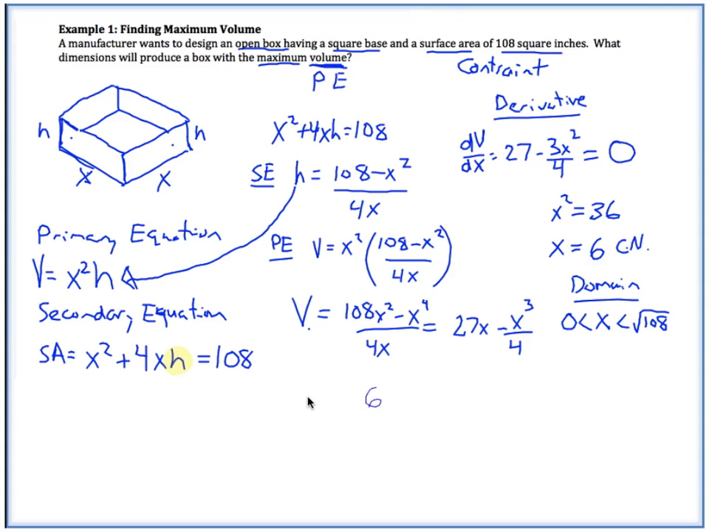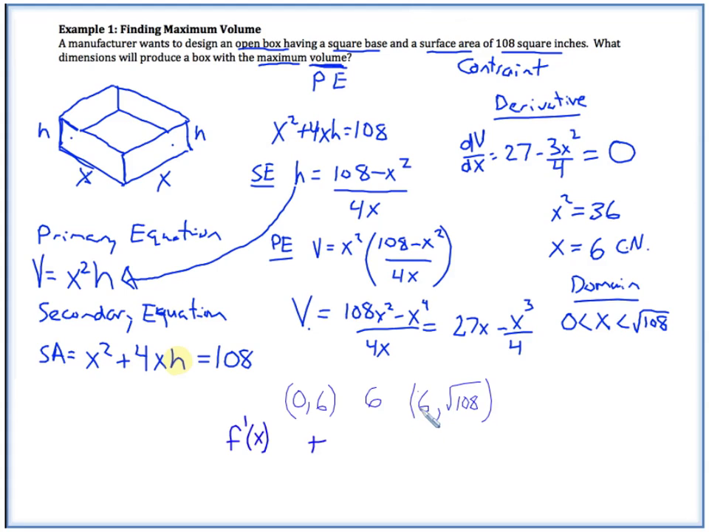And so that means we have our intervals 0 to 6 to try out. And then we also have our interval 6 to the square root of 108. Okay, so now we're going to find the sign of our derivative in the interval 0 to 6, and also in the interval 6 to the square root of 108. So here we could just plug in something like 1 into our derivative, and we get 27 minus 3/4, and so that is going to be positive.